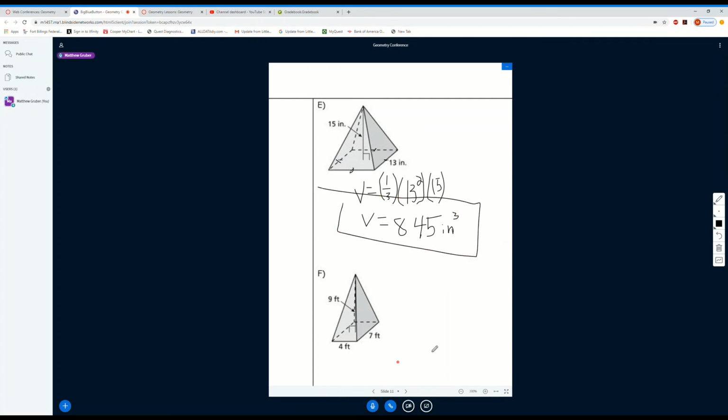Last one. In this pyramid, the base is a rectangle. So the volume of the pyramid is 1/3 the area of the base. The area of a rectangle is length times width. So 4 times 7 times the height of the pyramid, which is 9. So type that in your calculator, and you get the volume of that pyramid is 84 feet cubed.